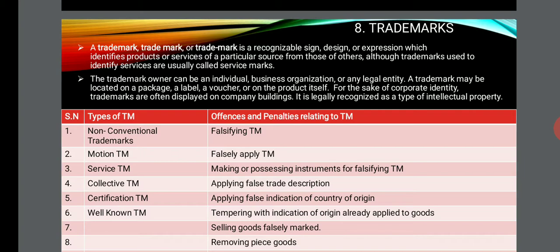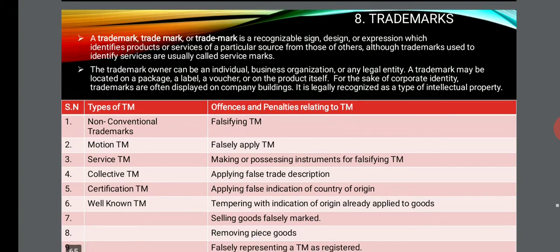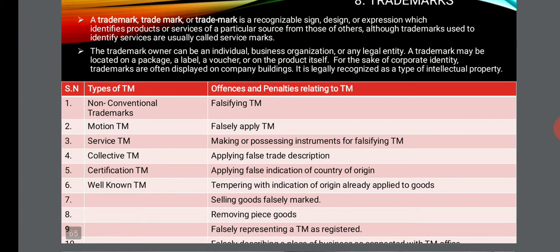And a trademark owner can be an individual, business organization, or any legal entity. A trademark may be located on the package, a label, a voucher, or on the product itself. For the sake of corporate identity, trademarks are often displayed on companies' buildings. For example, SDFC buildings, there they display their own logo. It is legally recognized as a type of intellectual property.